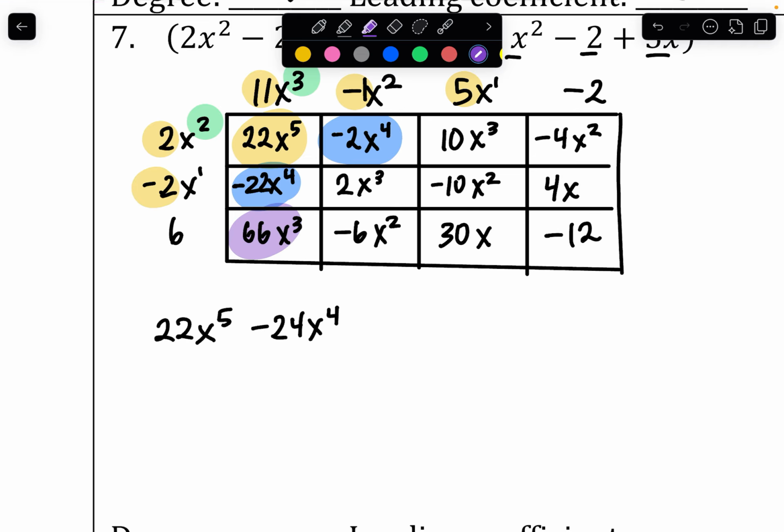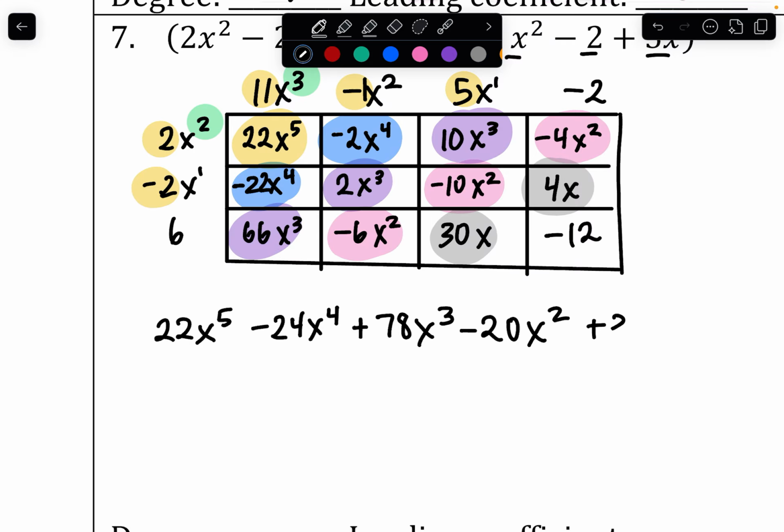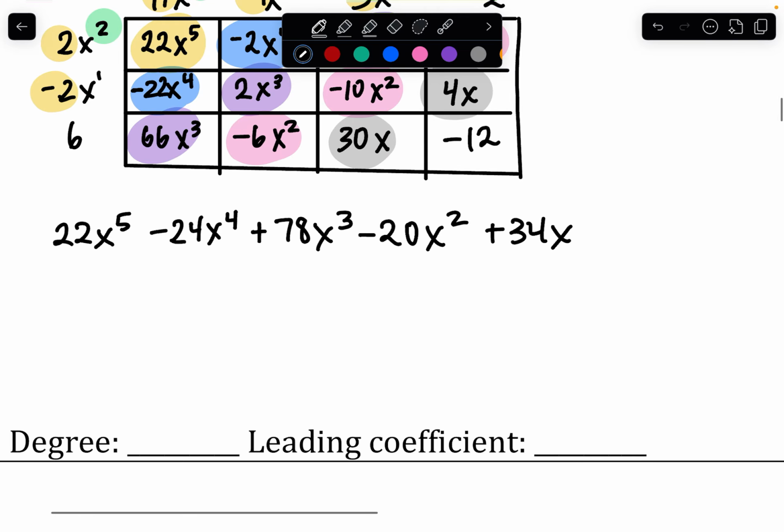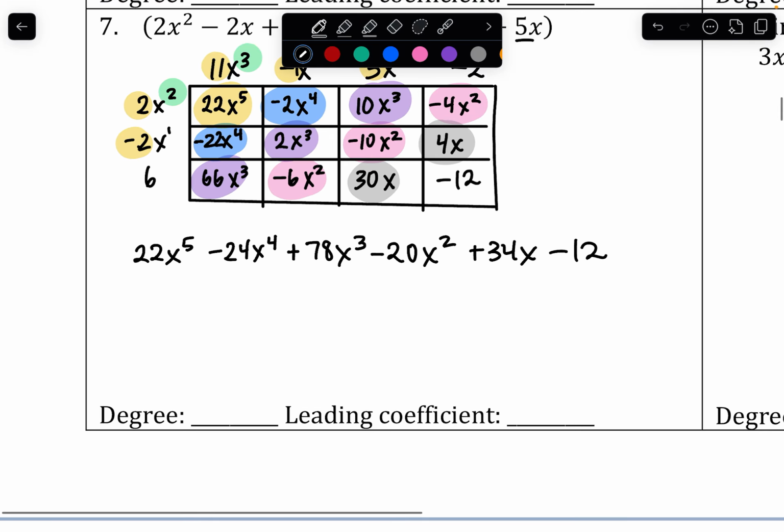And then along the diagonal, we have 66, 2, and 10 for our x cubes. 66 and 2 is 68, plus 10 is 78. And then we have -6x squared, -10x squared, and then -4. That would be -20x squared. And then we have 30 and 4 for the x term, so 34x. And then we have a -12 at the end.